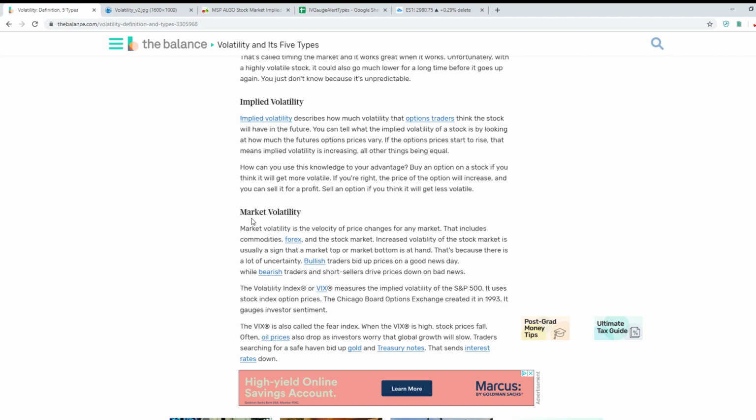And then we have market volatility, okay? So that's where our gauge is a combination of the market volatility with implied volatility. So it's for the entire market. It is not applicable for a stock. It is not applicable for an option. It is for the entire stock market as a whole. Okay, so they say market volatility is the velocity of price changes for any market. That includes commodities, forex, and the stock market.